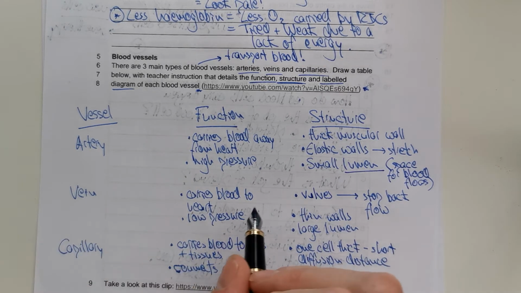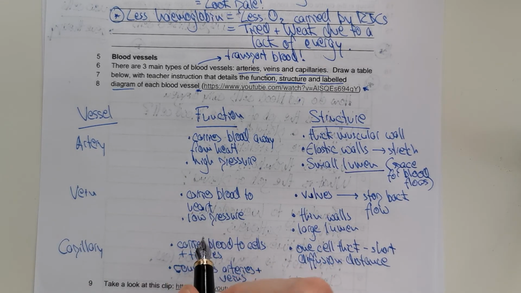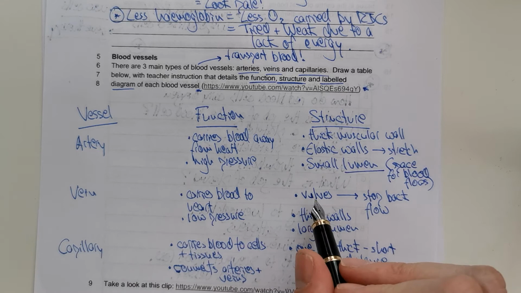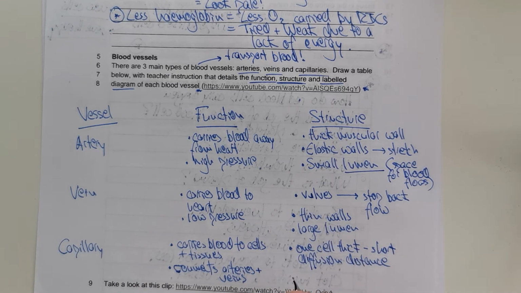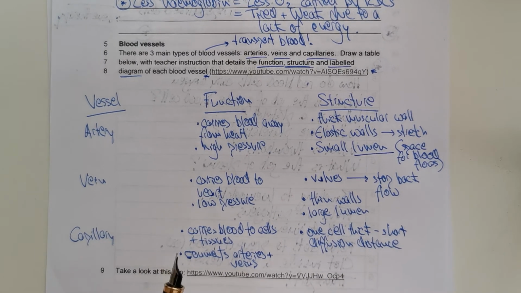A vein is the opposite. It carries blood to the heart and carries it at low pressure. Veins have valves to stop the backflow of blood going the wrong way. They have thin walls and large lumens, so lots of blood can get down a vein really quickly, so as much of it can get back to the heart and lungs and be re-oxygenated as quickly as it possibly can.